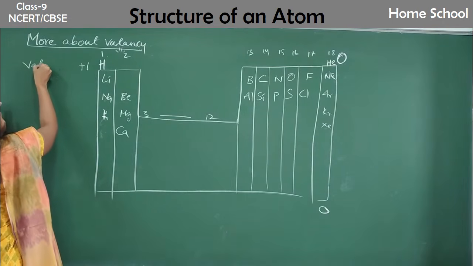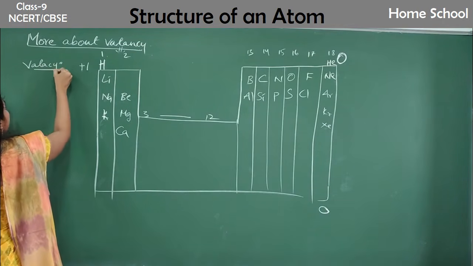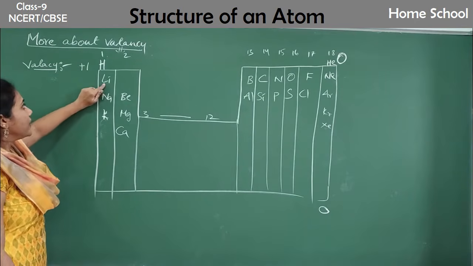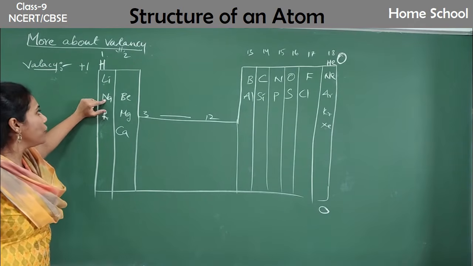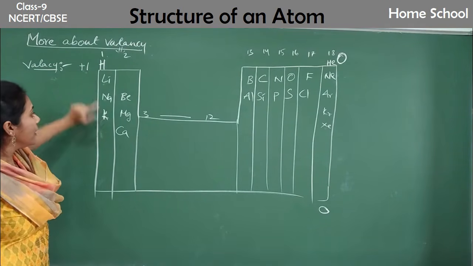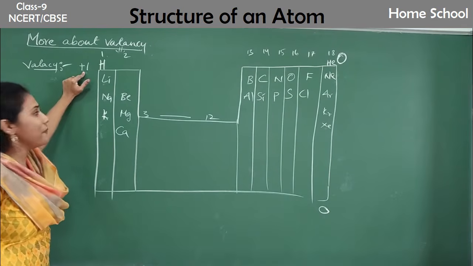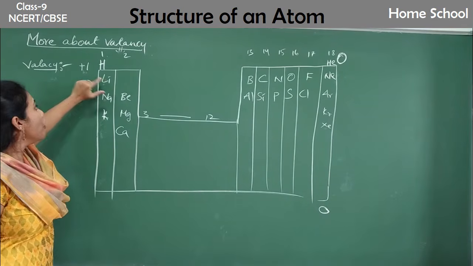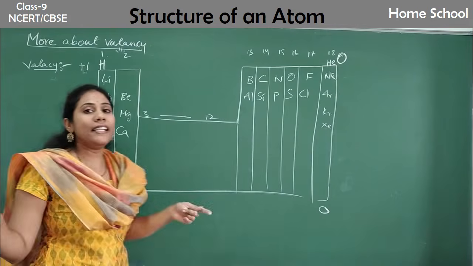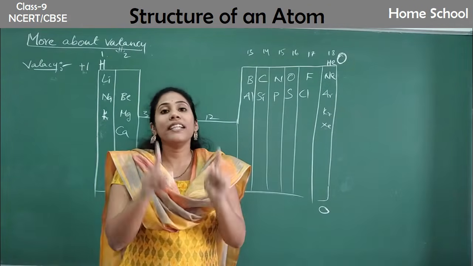This is what valency I am mentioning for the elements. If I ask you valency of lithium, it is +1. If I ask you valency of sodium, it is +1. If I ask you valency of potassium, it is +1 only. Clear? So all these elements will lose how many electrons, guys? 1 electron during chemical reaction.